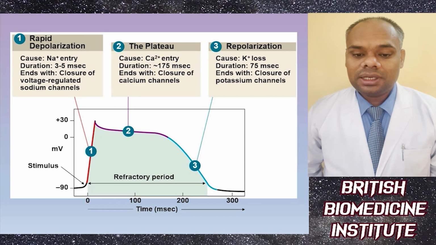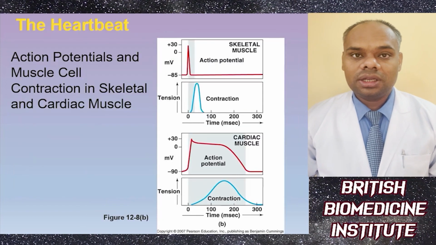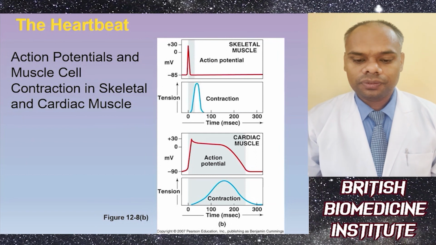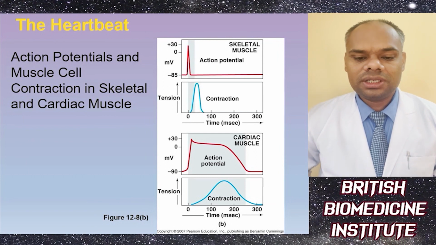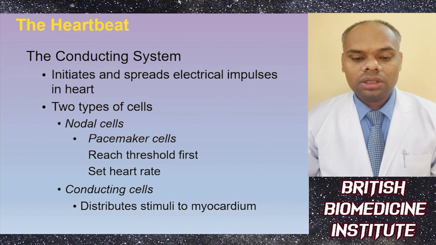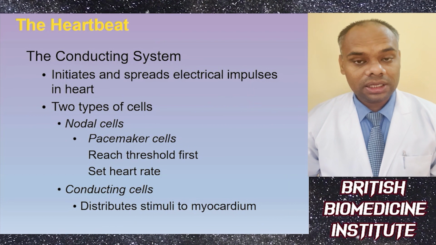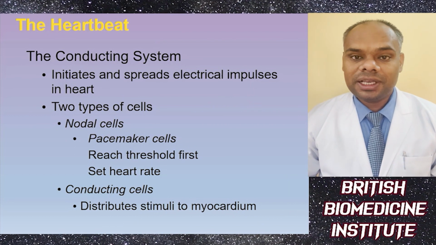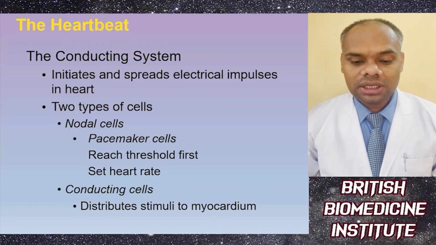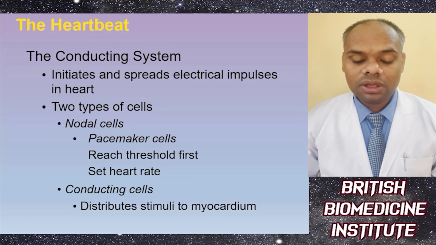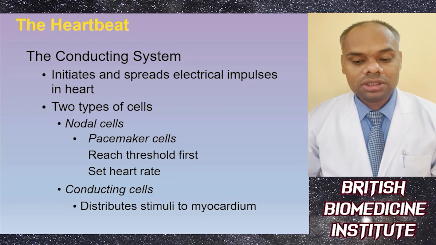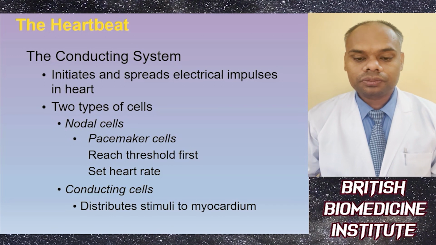So the action potential makes the muscle cells contract in skeletal and cardiac muscles. The conduction system initiates and spreads the electrical impulse in the heart. There are basically two types of cells: nodal cells, which act as pacemaker cells, reach threshold first and set the heart rate, whereas the conducting cells distribute stimuli to the myocardium.